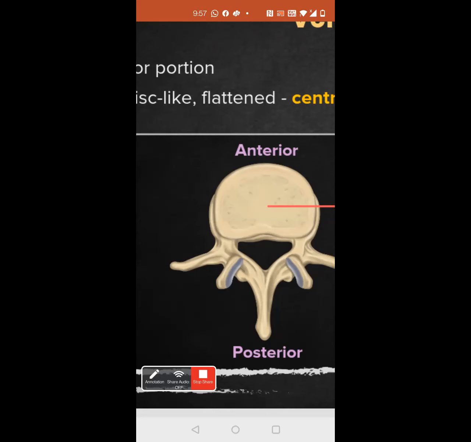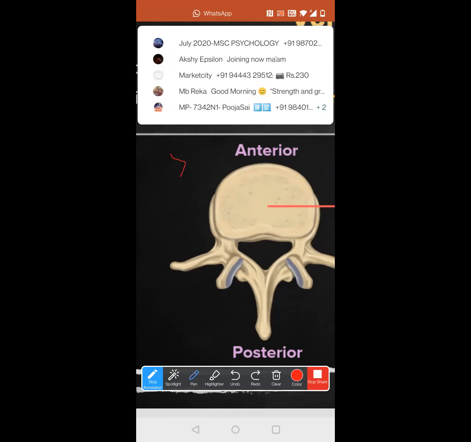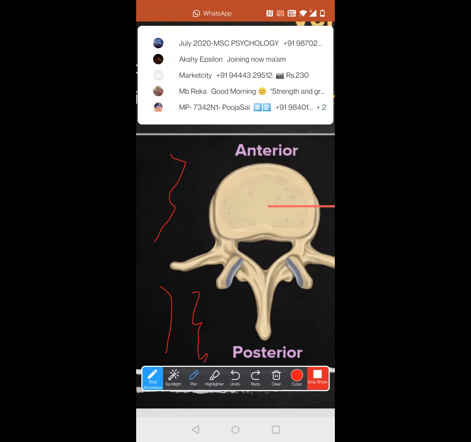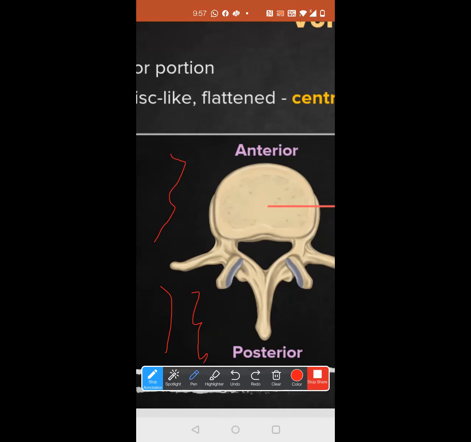Now imagine a vertebral column which is like this. Your vertebral column is like this. But people with scoliosis, it will not be just curved, it will be too much curved. It is actually a disorder.